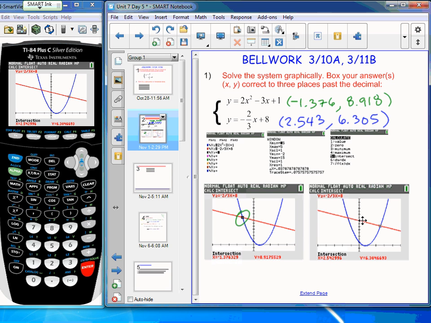And raise your hand if you're on the blue intersection point. Who found that blue intersection point? Way to go, you guys. That's awesome. What questions do you have about second calculate intersect?